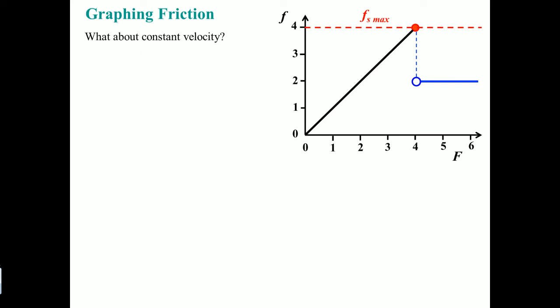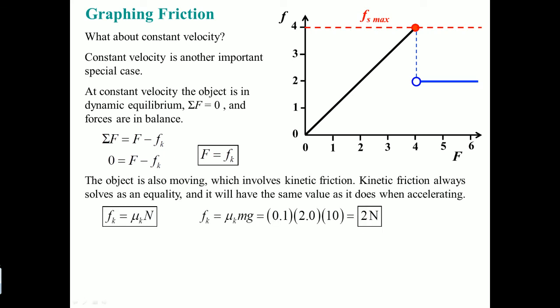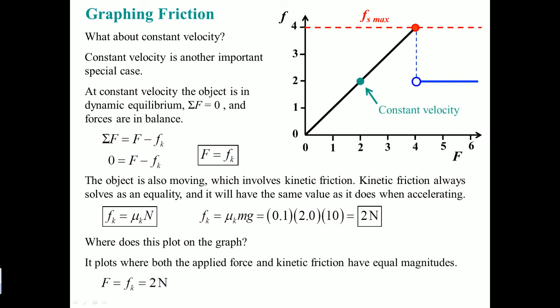So what about constant velocity? Well, constant velocity is an important case, right? This is when the forward force to the right is equal to the force of friction, kinetic. Same thing here. It's just 2 newtons. You're only looking at essentially just the blue part here. You're only looking at the blue part. This is the 2 newtons, and this is when it's moving, right? That's the kinetic part. So we can plot that at the constant velocity at 2 newtons.